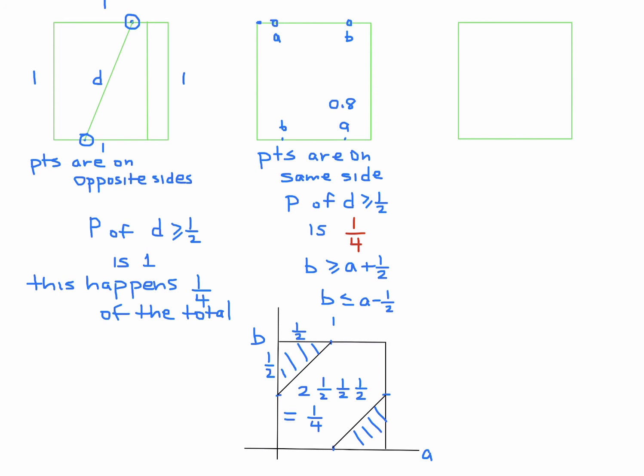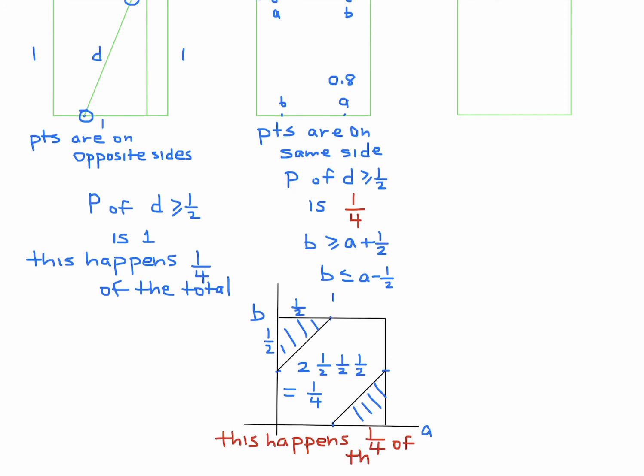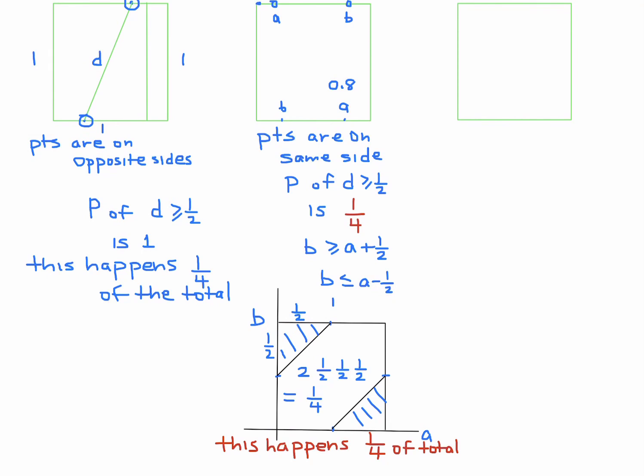Okay, and this scenario happens 1/4 of the time of the total. Right, because if you put something on one side, you have 4 possible choices for the second point. You can either put it here, here, here, or here. I've chosen to put it on the same side, so there's only one out of the 4 possible places. So that's why it's 1 out of 4.